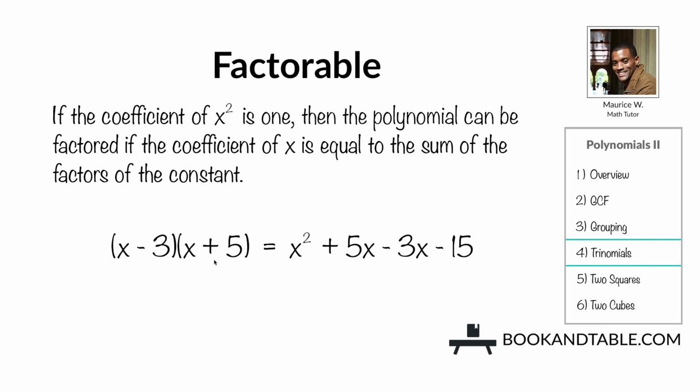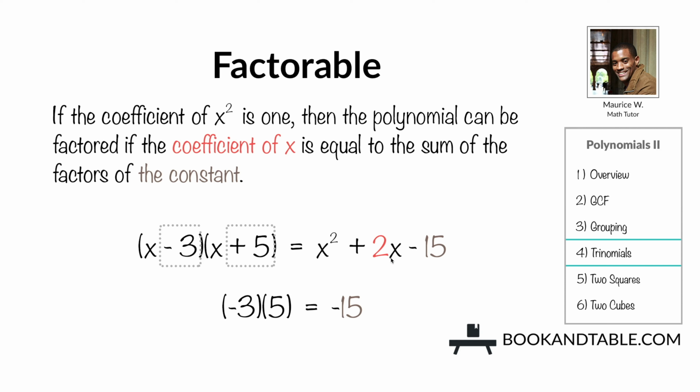When we multiply these factors, we would get x times x, which is x squared, x times positive 5, which is 5x, negative 3 times x would give us negative 3x, and negative 3 times positive 5 is negative 15. We can combine the like terms here. Positive 5x and negative 3x would give us positive 2x.